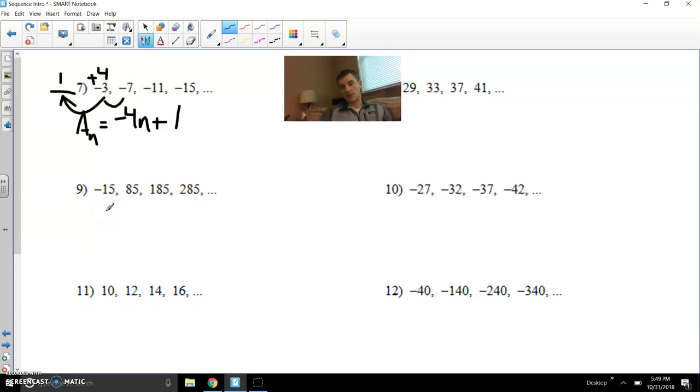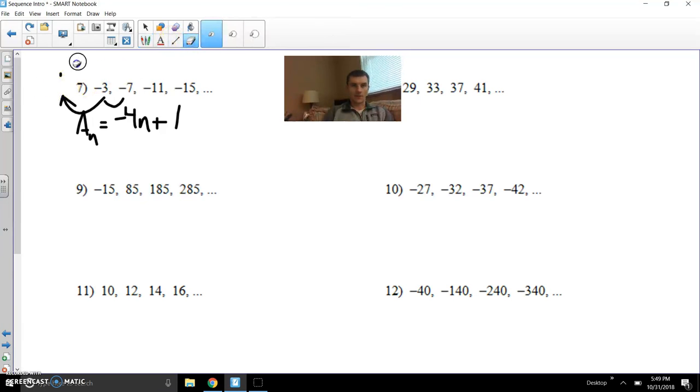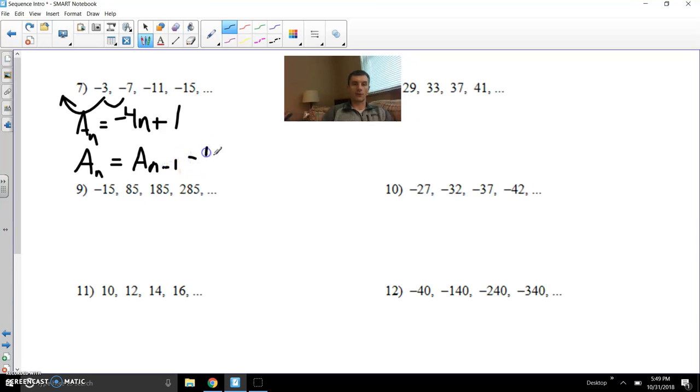And I can test it. If you plug in 1, you're supposed to get negative 3 since that's the very first number. And so negative 4 times 1 is negative 4, plus 1 is negative 3, and so that works out well. I can try the fourth number. Negative 4 times 4 is negative 16, but if you add 1, you get negative 15. So that's working out. So now let's do one that's more recursive. For a sub n, I need to know whatever the previous term is, because if you know the previous term, all you'd have to do is subtract 4 from it, and you would have the next term.